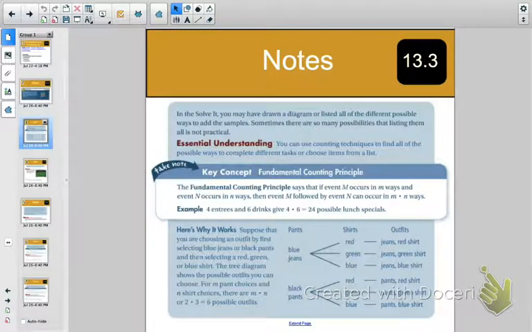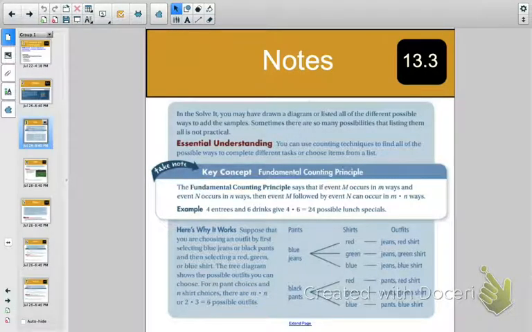Okay, so in the solve it, you may have drawn a diagram or listed all the different possible outcomes or ways to add the samples. Sometimes there are so many samples that listing them is not practical. So that brings us to the fundamental counting principle, which says that if event M occurs in m ways, and event N occurs in n ways, then event M followed by event N can occur in m times n ways. So for example, if there are 4 entrees and 6 drinks, you can do 6 times 4 to get 24 possible lunch specials. And then this just shows you a tree diagram of why this works.